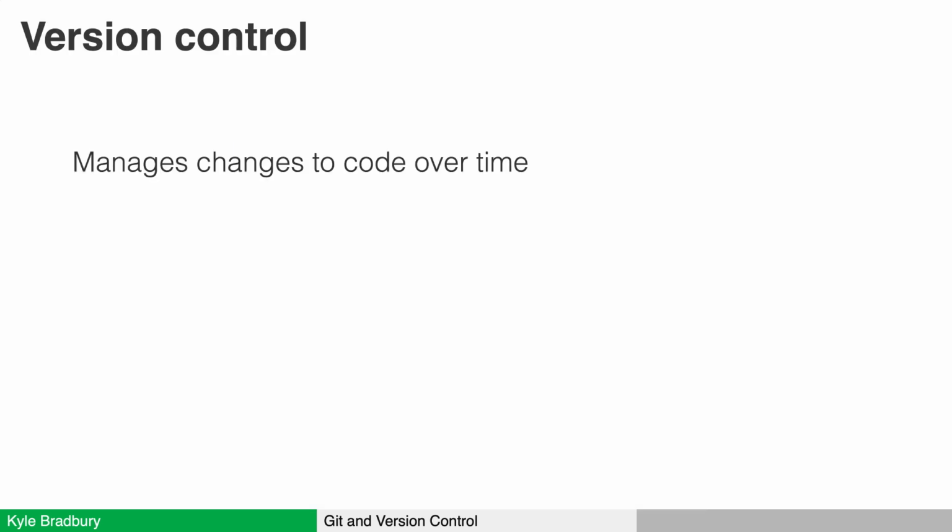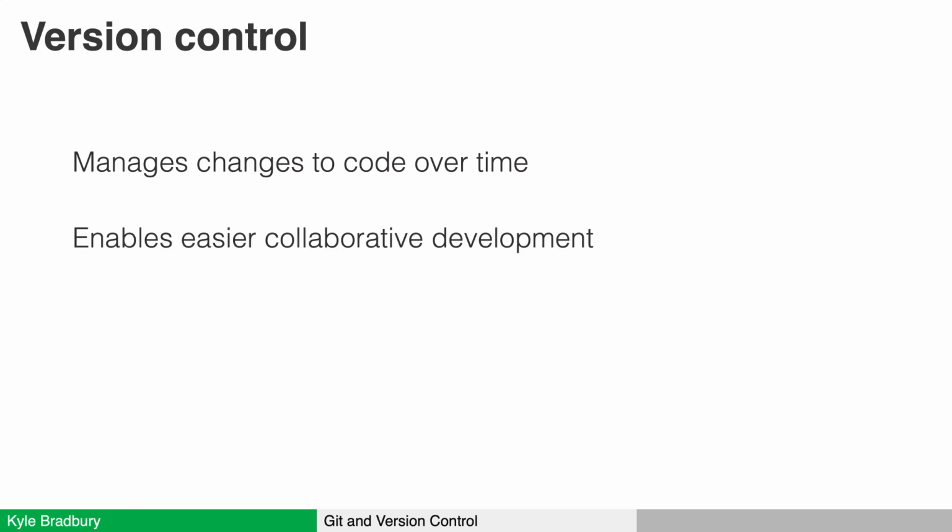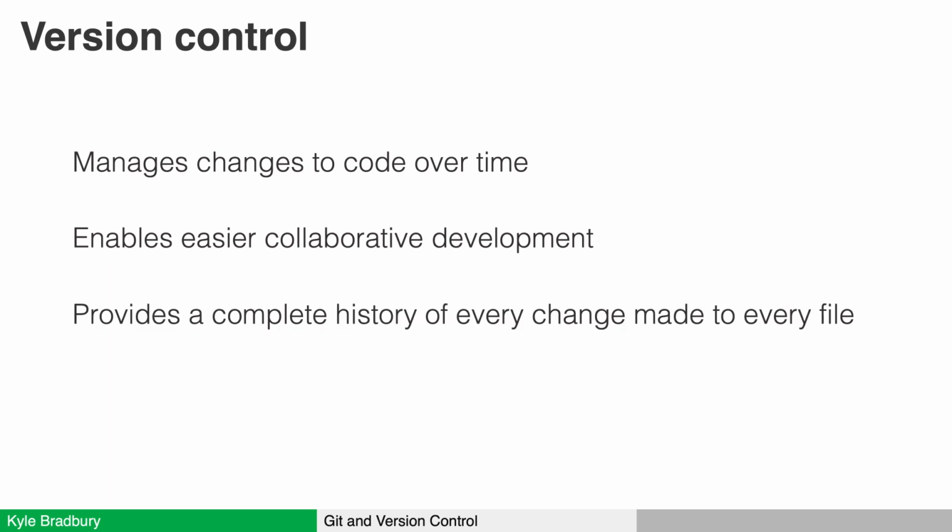So version control, and Git as a tool for version control, manages changes to code over time, and it really enables easier collaborative development through the tools that are part of the Git environment. And it provides a complete history of every change made to every file.